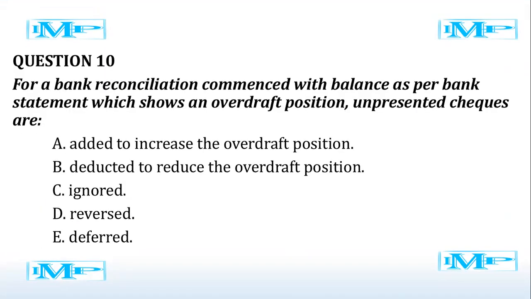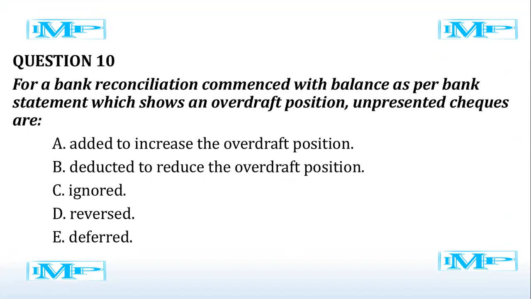Question number 10. The answer to question number 10 is A, added to increase the overdraft position. For a bank reconciliation commenced with balance as per bank statement, which shows an overdraft position, unpresented checks are added. This increases the overdraft position.